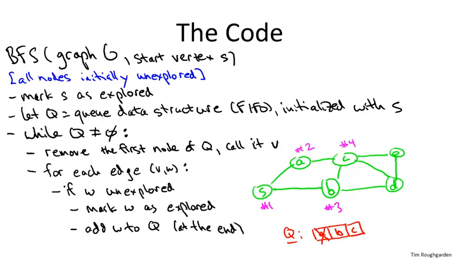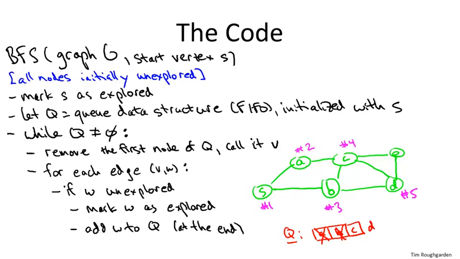B has 3 incident edges. It has one incident to S, but that's irrelevant. We've already seen S. It has one incident to C. That's also irrelevant because we've already seen C. True, we just saw it very recently, but we've already seen it. But the edge between B and D is new, and so that means we can take the node D, mark it as explored, and add it to the queue. So D is going to be the 5th one that we see. And now the queue has the element C followed by D.